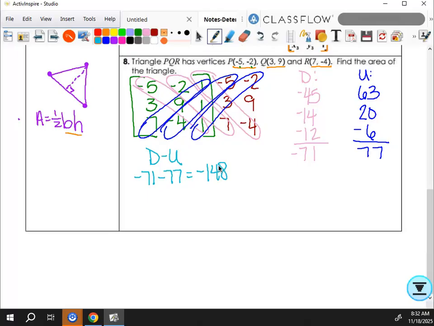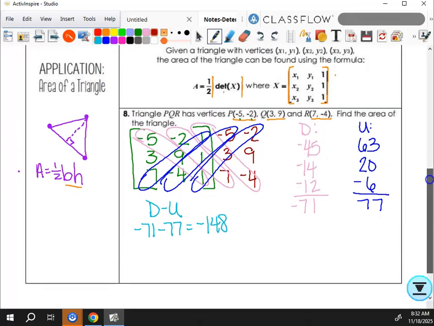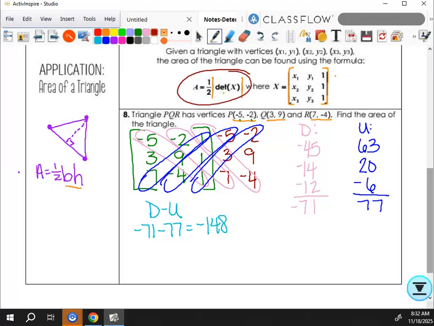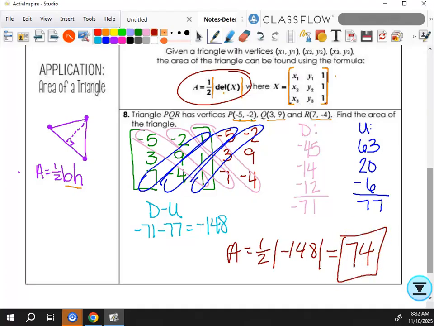But then my area formula that we have up here, area is equal to 1/2 the absolute value of the determinant. So absolute value of negative 148 is 148. So my area is 74. What questions do you have? Anything? Y'all can handle the determinants? Yeah. Beautiful.